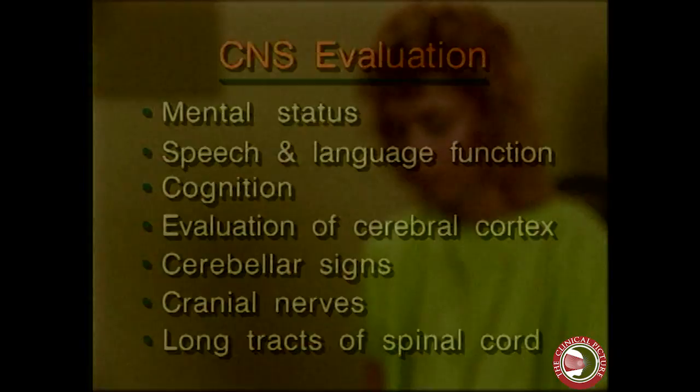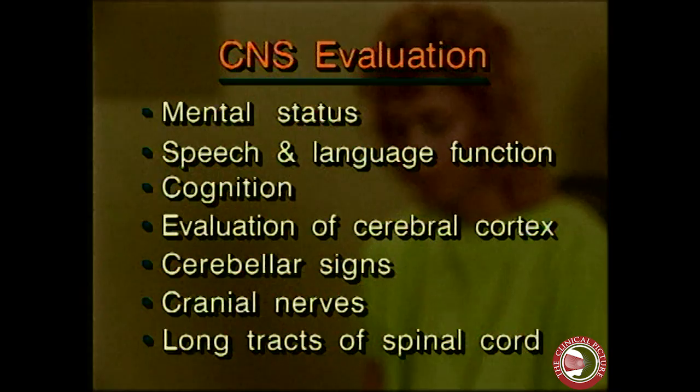Now, let's go into the examining room and go over how to cover the general components of a neurological evaluation to screen for an upper motor neuron lesion or other types of CNS pathology. In performing the evaluation of the central nervous system, the clinician should evaluate the patient's mental status, speech and language functioning, cognition, evaluation of the cerebral cortex, cerebellar signs, including coordination, gait, and equilibrium, cranial nerves, and long tracts of the spinal cord, including the ascending and descending tracts.